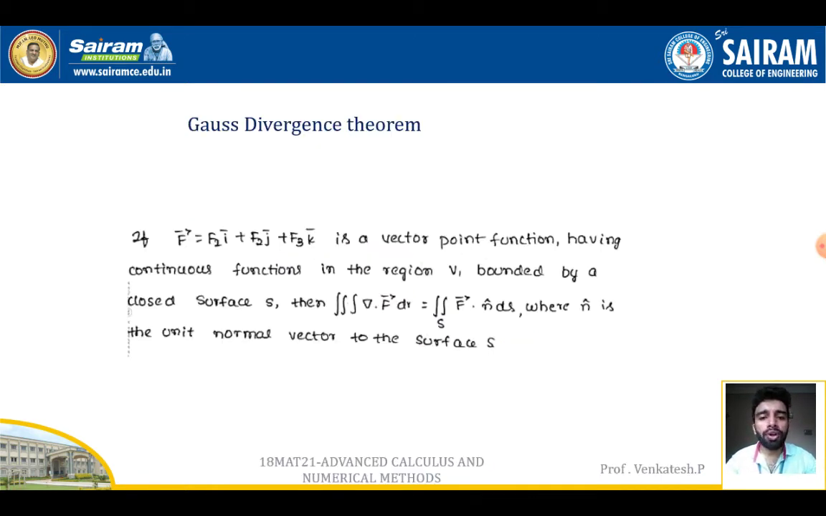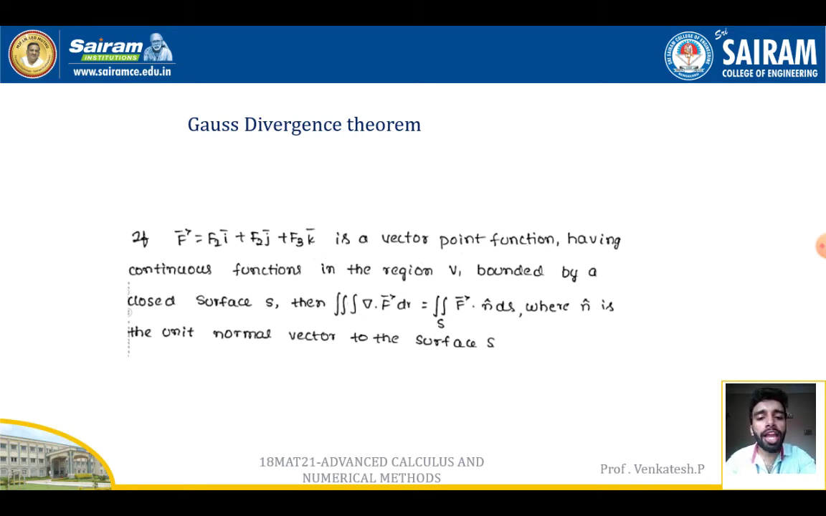So the statement of the Gauss divergence theorem is given by: f is equal to f1 i cap plus f2 j cap plus f3 k cap, a vector point function having continuous functions in the region V bounded by a closed surface S. Then the triple integral of del dot f, or div f, dV is equal to the double integral over the surface S of vector f dot n dS, where n is called the unit normal vector for the surface S.